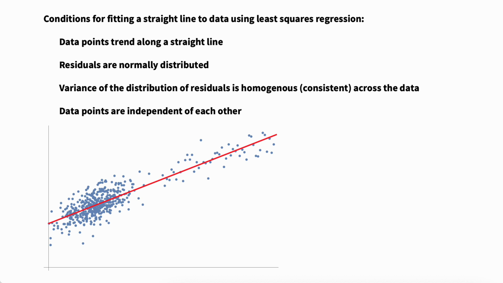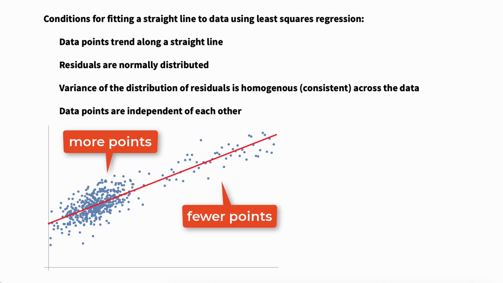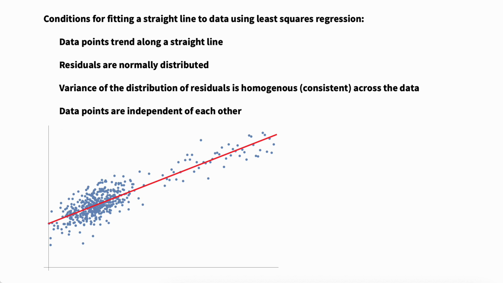It's not necessary for the points to be distributed in any particular way along the line. In this example, there are more points near some parts of the line. The conditions on the residuals are only about the distribution of points above and below the line.